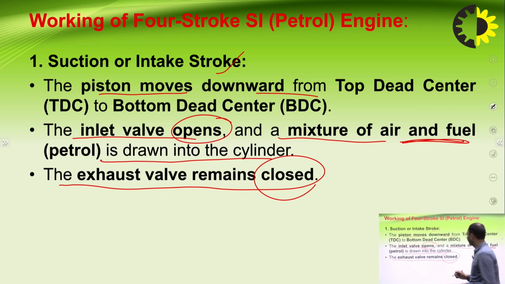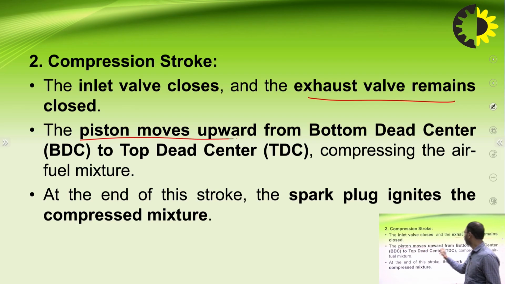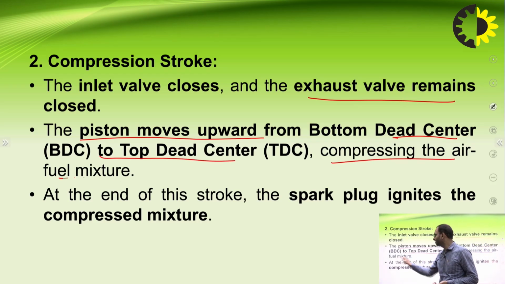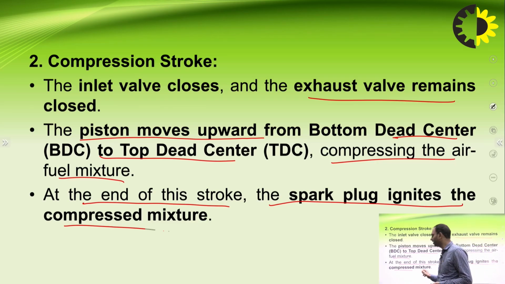Then the next process, the compression stroke. In this, the inlet valve is closed and the exhaust valve is closed, so both valves are closed. Then the piston moves upward from bottom to top and compresses the air-fuel mixture. At the end of this stroke, the spark plug ignites the compressed mixture and combustion takes place. This is the second stroke, called the compression stroke.